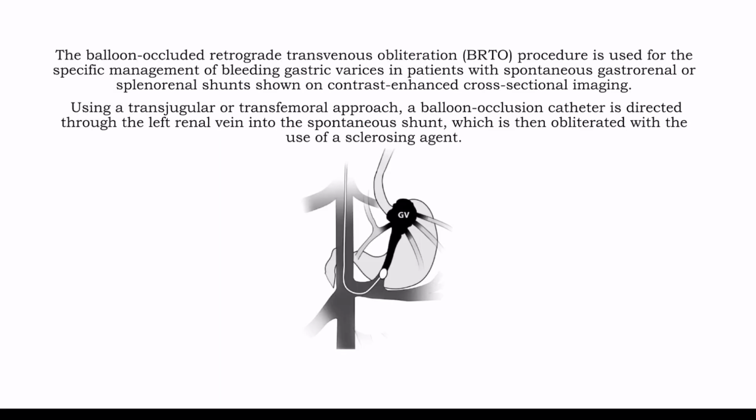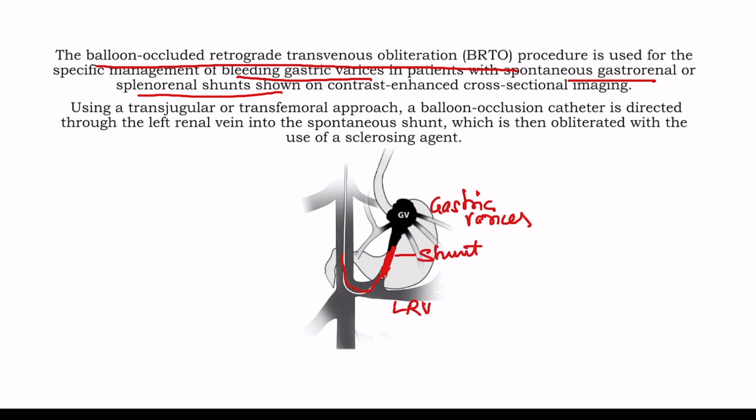What is BRTO? The balloon-occluded retrograde transvenous obliteration (BRTO) procedure is used for the specific management of bleeding gastric varices in patients with spontaneous gastrorenal or splenorenal shunt shown on contrast-enhanced cross-sectional imaging. Using a transjugular or transfemoral approach, a balloon occlusion catheter is directed through the left renal vein into the spontaneous shunt, which is then obliterated with the use of a sclerosing agent.